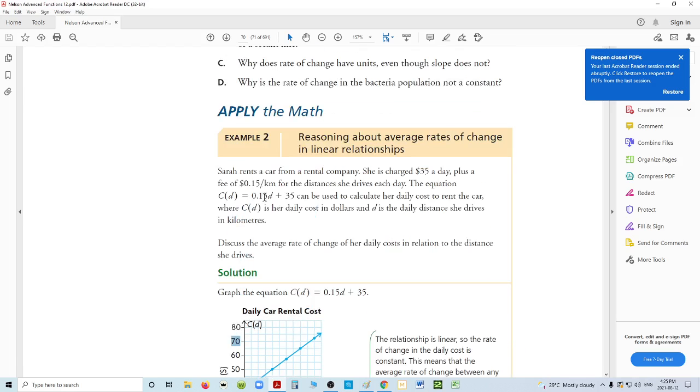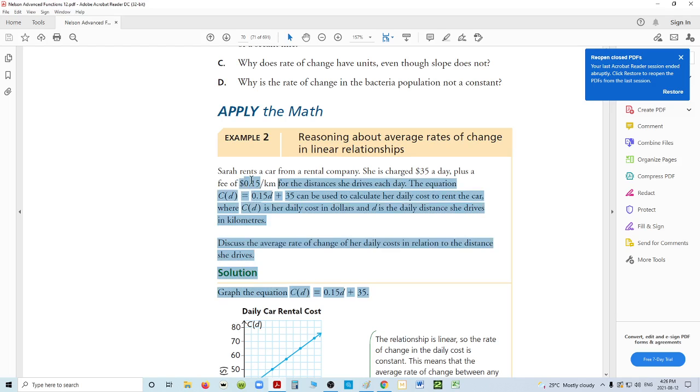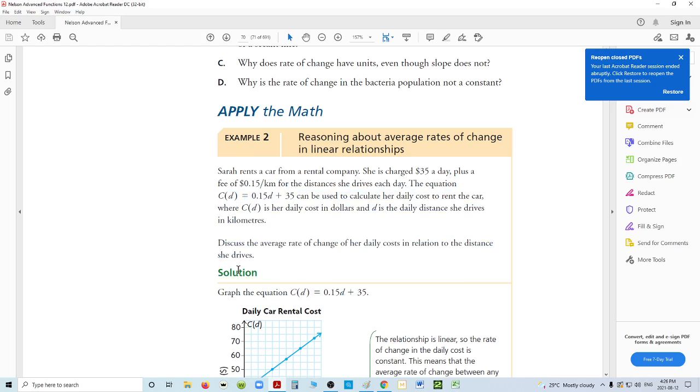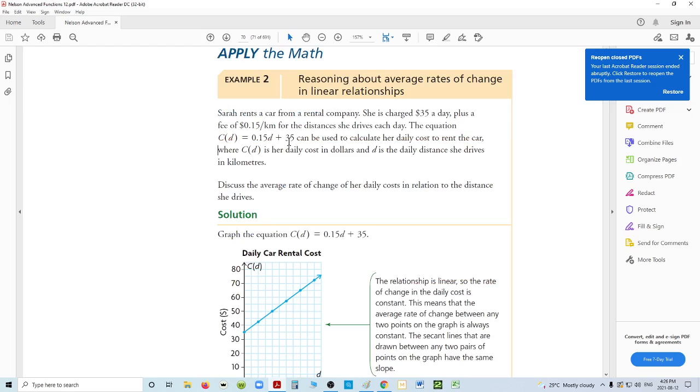So she gets charged an extra 15 cents per kilometer, per distance, 15 cents a kilometer. So if she drives 10 kilometers, she gets charged $1.50 more. If she drives 100 kilometers, she gets charged $15 more. So let's see if we can find that in a graph.